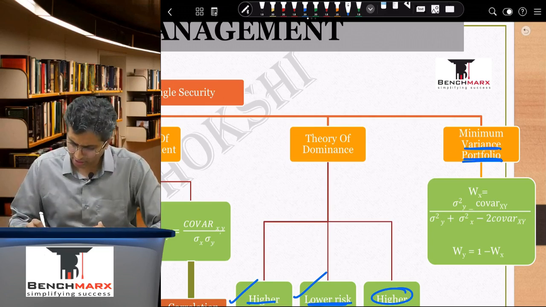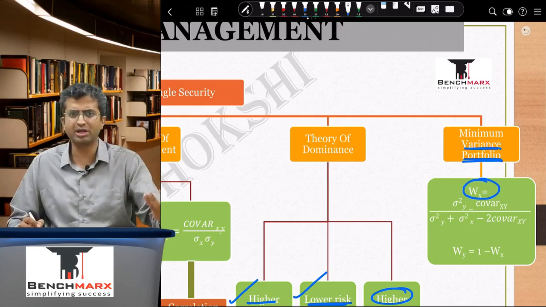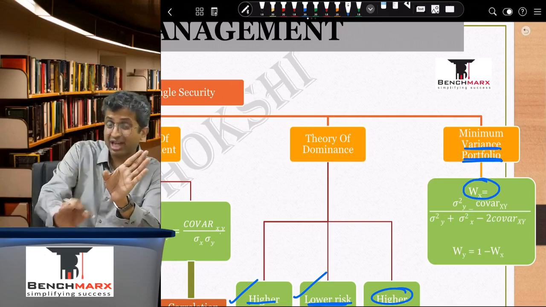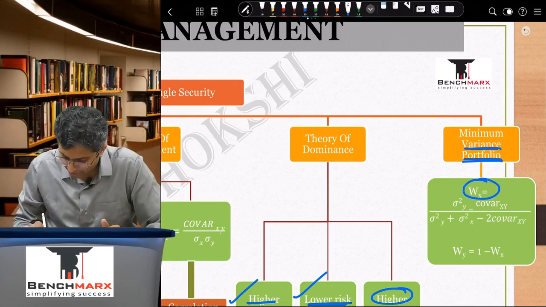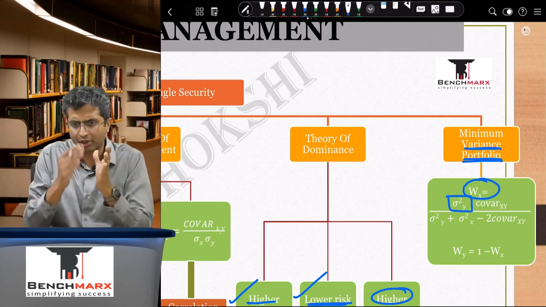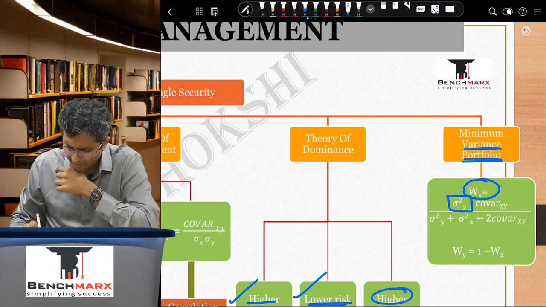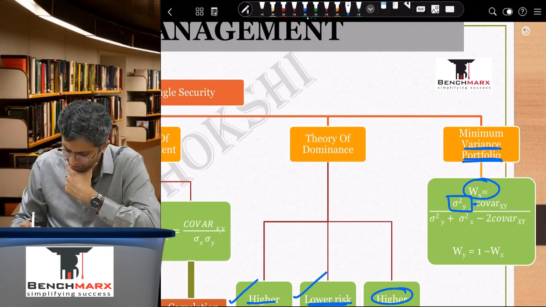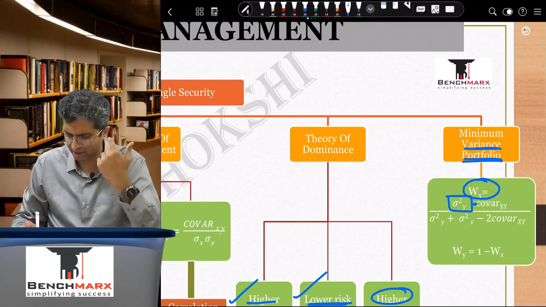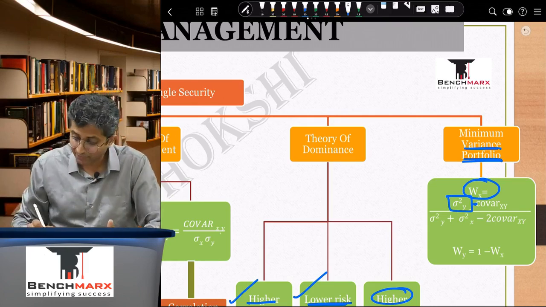So over here, the formula is, if there were 2 securities x and y, and I were to find the weight of x, I will take the variance of y. This is the catch point for calculating the weight of x. I will take the standard deviation squared of y minus the covariance of xy, upon variance of x plus the variance of y minus 2 times covariance xy. So you can just remember this formula.